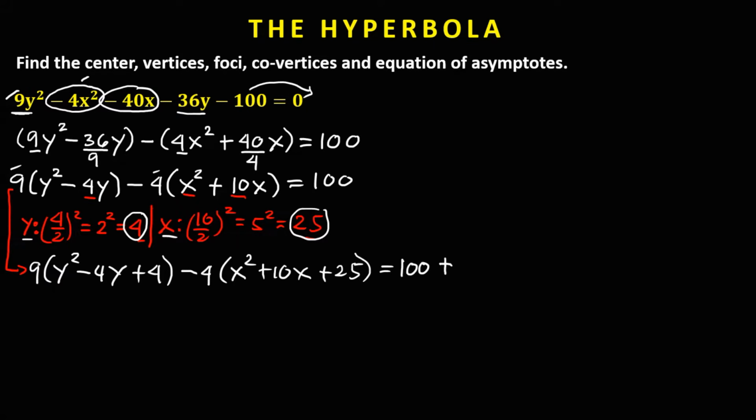So since the number we added on the left side must also be added on the right side, since we add 4 for y, but we have this number outside, we just need to multiply these two numbers. So plus 9 times 4. Then for x, since we added 25, but we have this number outside, and this one is minus, therefore minus, then multiply these two numbers, so minus 4 times 25.